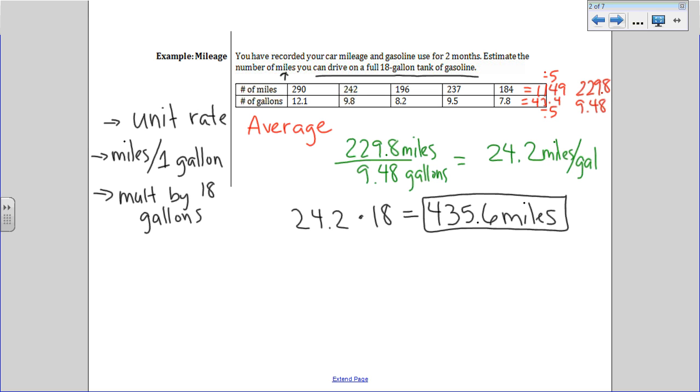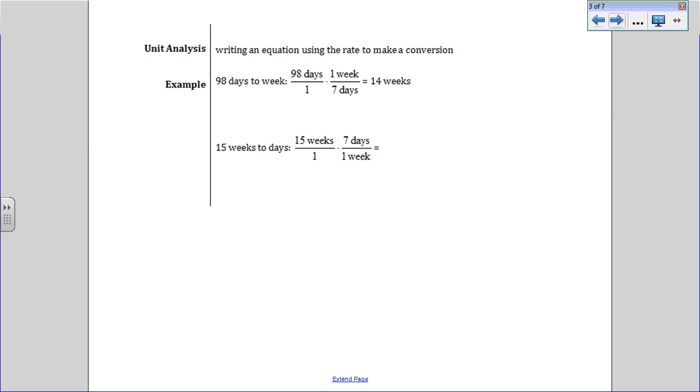All right, guys, good math here going on. So you have to take a look at that in your homework tonight. Now what we're going to do is unit analysis, which is kind of what we were doing in that last problem. But we're going to use the rates that we know to make a conversion.